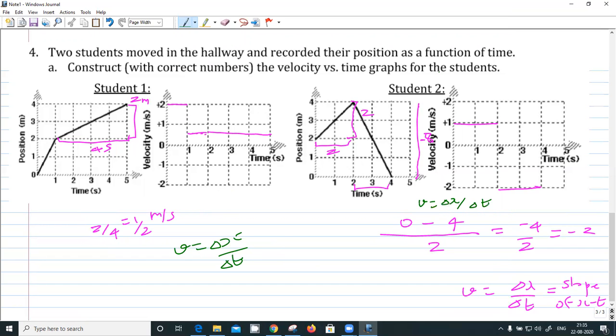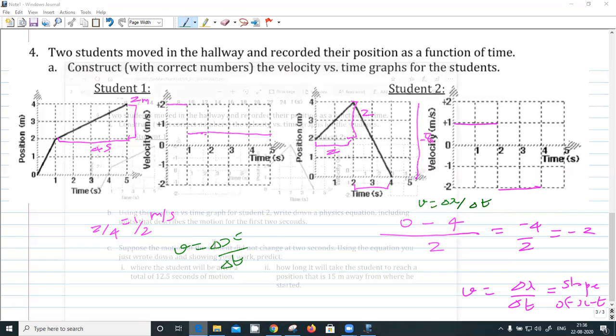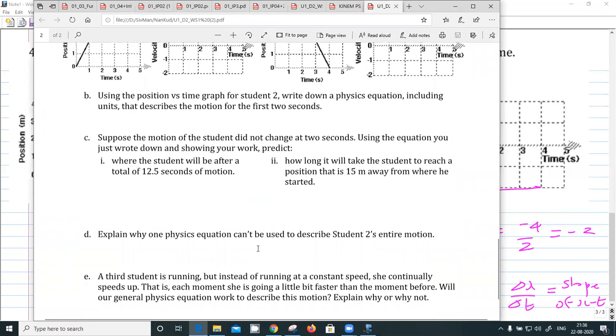In the first 2 seconds, delta x is plus 2 and delta t is also 2, so that is why velocity is plus 1. Nothing more than that. Is it clear? Okay, now this one.